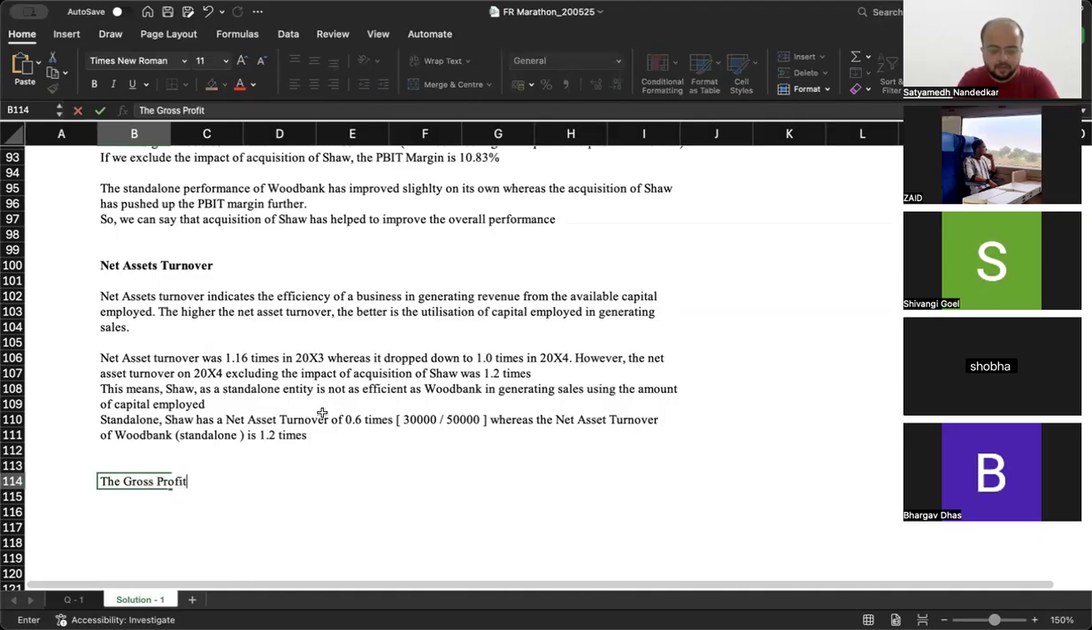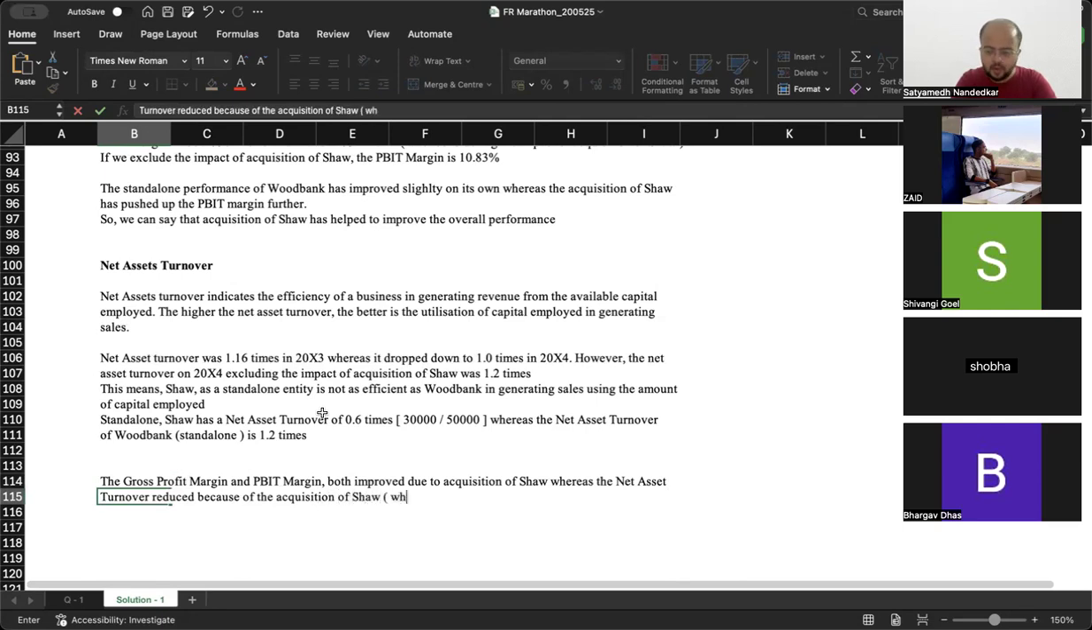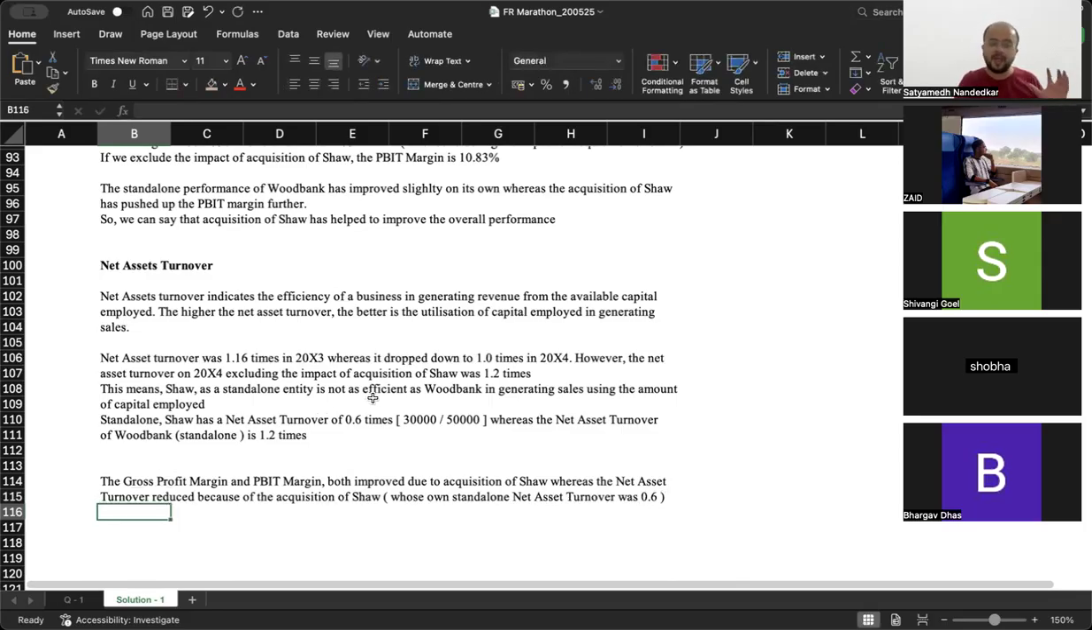So that could be the final summarizing statement: the gross profit margin and PBIT margin both improved due to acquisition of Shaw, whereas the net asset turnover reduced because of the acquisition of Shaw, whose own standalone net asset turnover was 0.6. ठीक है. सो एक आपने कंबाइंड स्टेटमेंट, एक कंबाइंड एनालिसिस कर दिया.